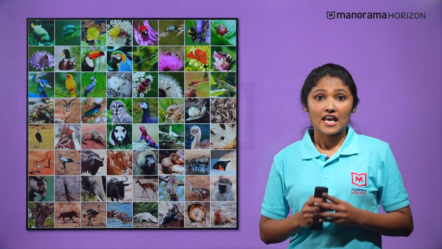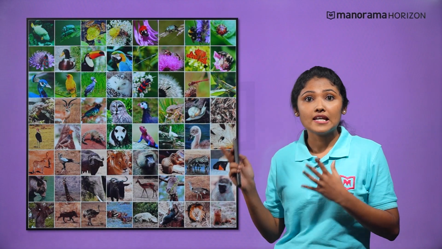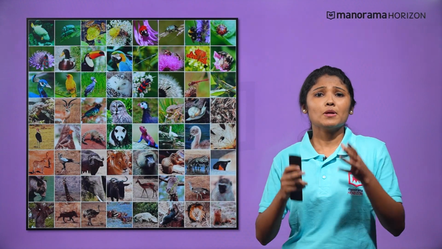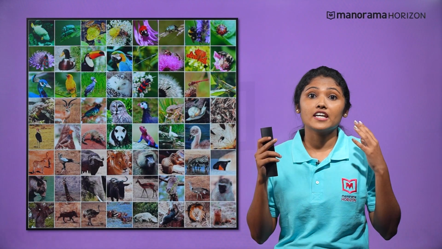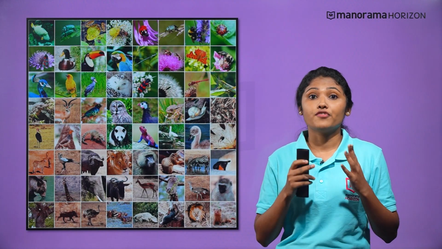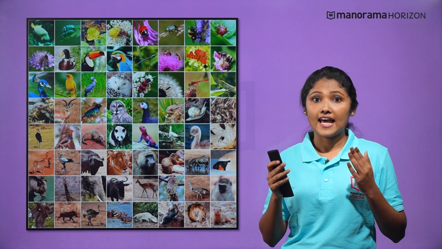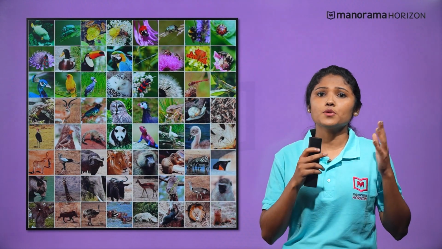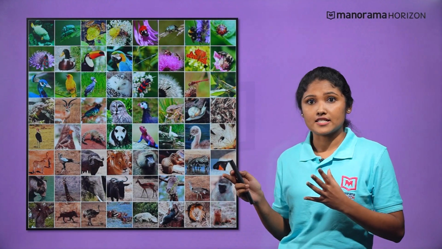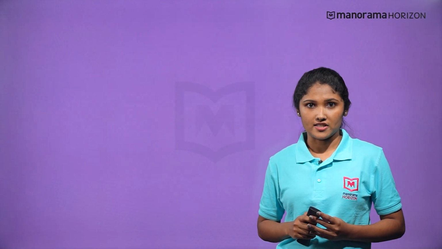Why is there a need to classify organisms? There are millions and millions of organisms with different morphologies. It becomes important to classify biological diversity for easier identification, to find out the similarities and differences among them, and to understand the complexities ranging from simple organisms to more complex ones.